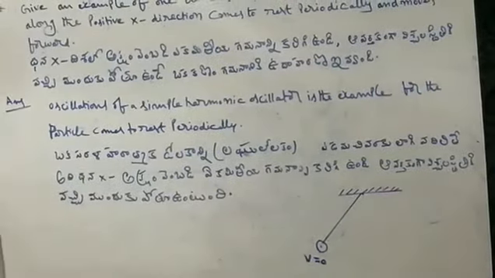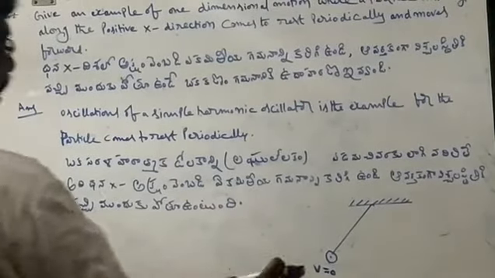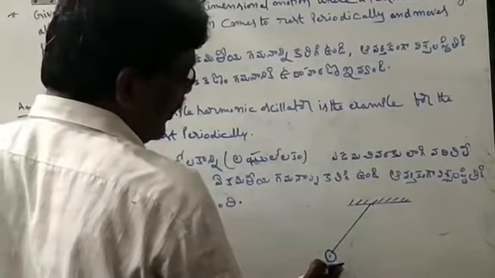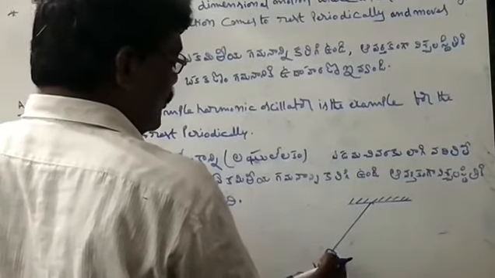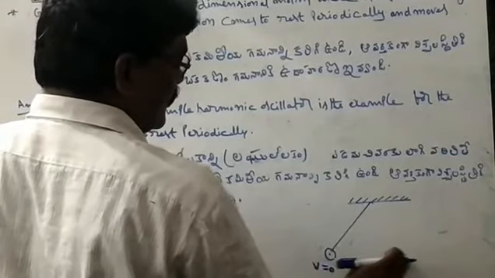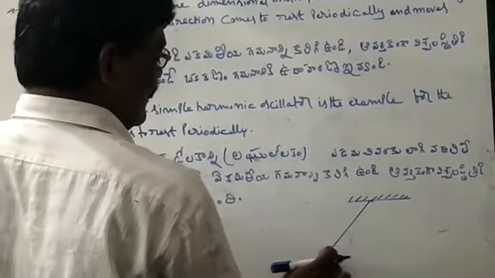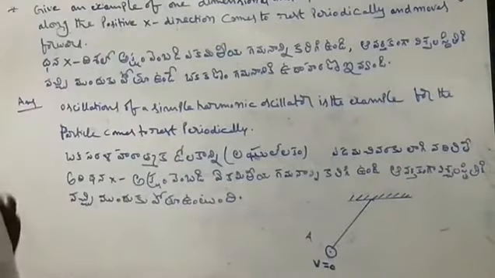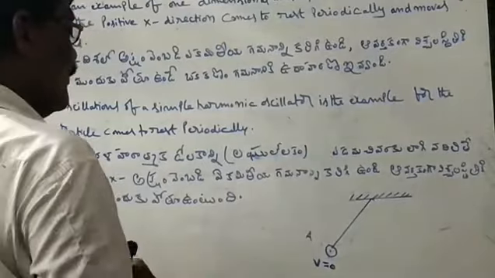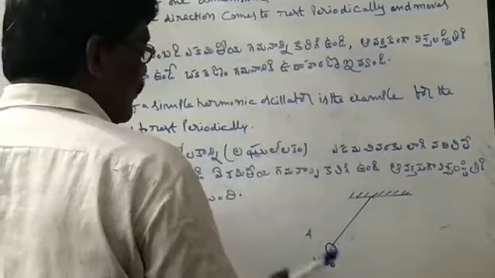The oscillations of a simple harmonic oscillator are an example of a particle coming to rest. This bob comes to rest periodically. Suppose V is equal to 0. Next, it again comes to this position. Here only again V is equal to 0. Next oscillation, at A, every time at A, V is equal to 0. Every oscillation it comes to A. At A, V is equal to 0.